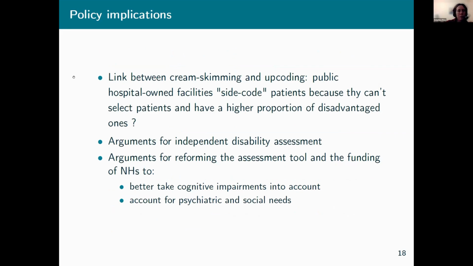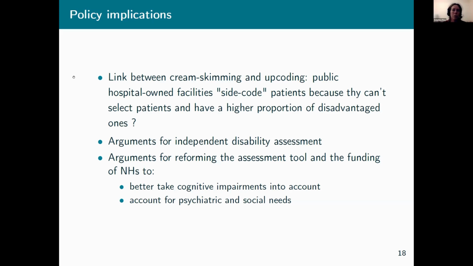For something I didn't mention so far, it seems that there's a link between cream skimming and upcoding, because publicly owned hospital facilities cannot cream skim their patients at all. And so they have a higher proportion of disadvantaged patients. And so it seems that they could be side coding patients because they cannot cream skim patients, unlike privately owned facilities.